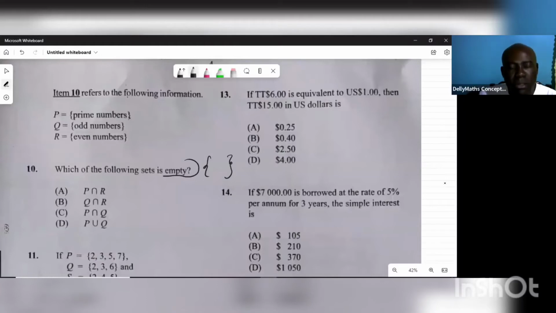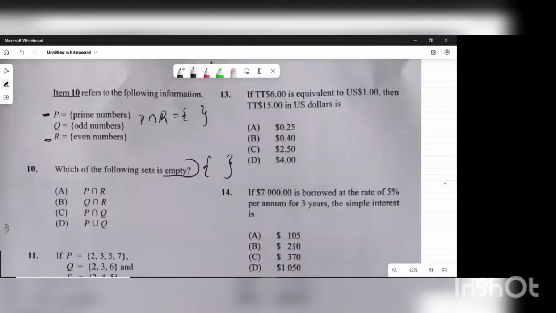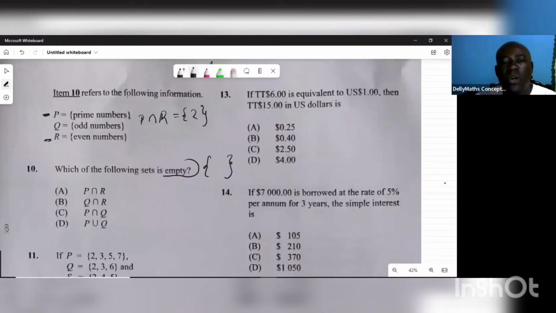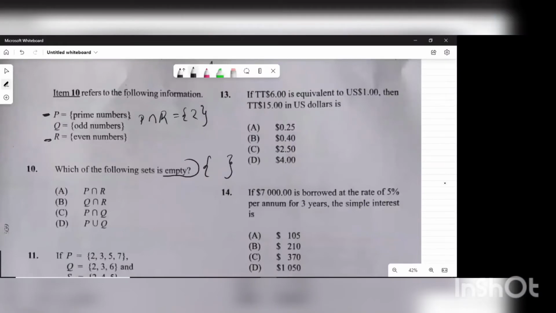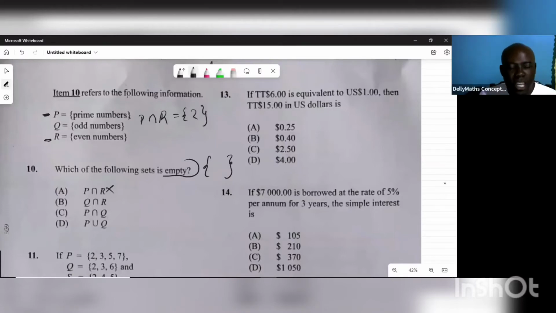Now, listen to the narrative. We're looking at P intersect R, which means, is there a prime number that is even? That's what this means. Anybody could tell me quickly? 2. Yes, 2, sir. Number 2. So is that set empty? No, sir. All right, it's not empty. That means this is not the answer. Something is in that set. So we're looking for one of those that can't find anything.